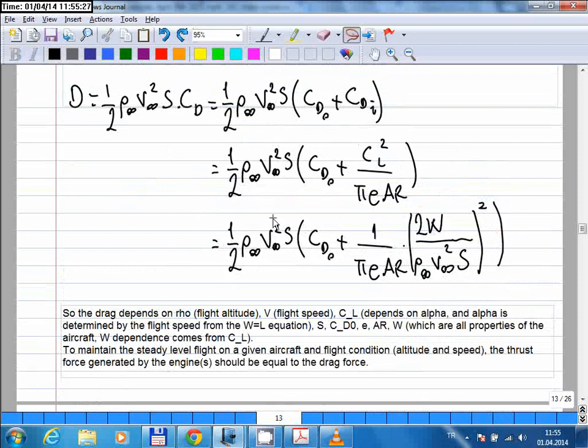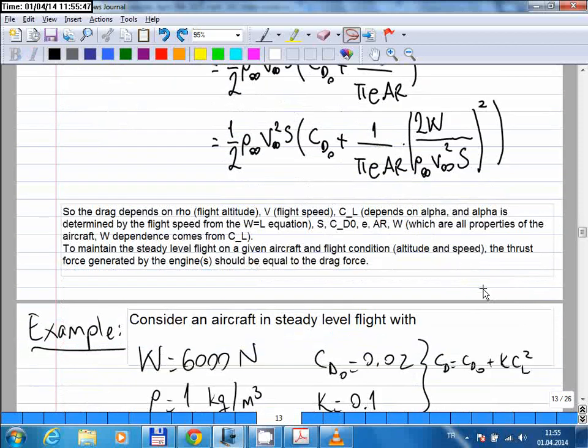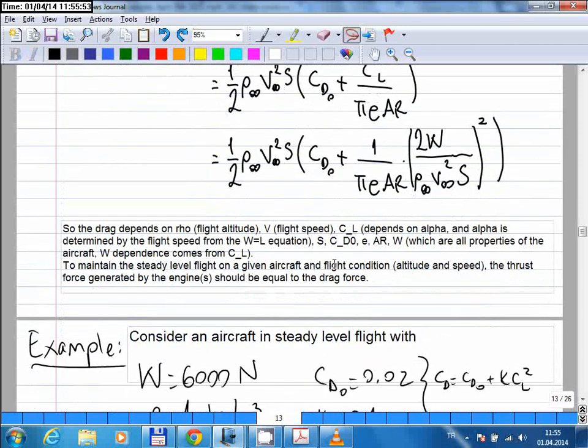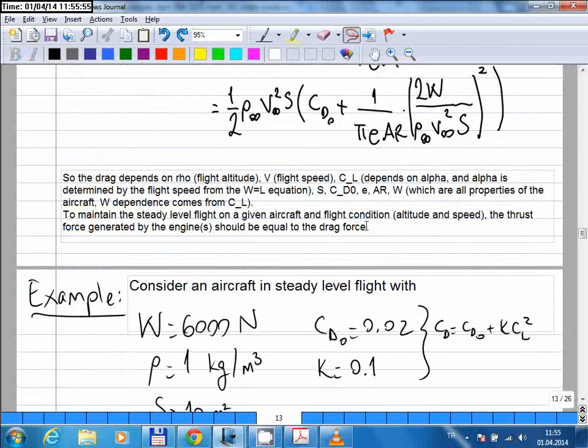Okay, and the altitude of the flight determines the air density, which appears here and also here. And the flight is taking place at a certain constant velocity, and you put in that constant velocity value here and also here, and you can calculate the drag force using this relation. Okay, so let's now take a look at an example and let's make some calculations.